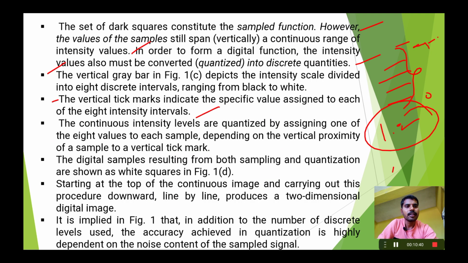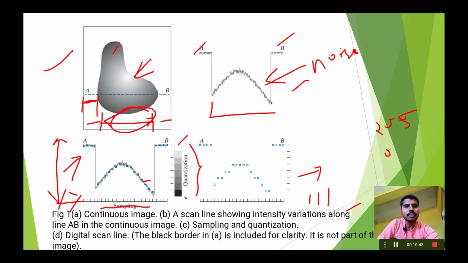So just we are taking some input values here. Those input values are nothing but a continuous image. In this continuous image, A to B is one scan line.